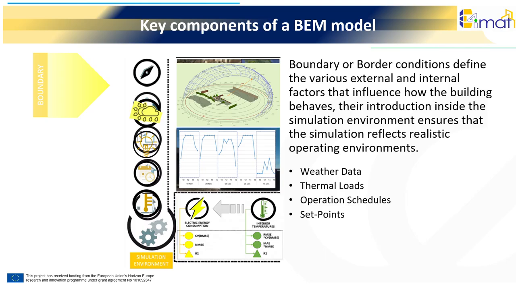Equally important are the introduction of operational schedules and rule-based controls that govern how the active systems operate within the building energy model. Thermostat setpoints, flow actuators, and on and off controllers orchestrate the functioning of VAC components inside the simulation environment to emulate real-time conditions of the building. Together, these boundary conditions create the operational context of the model, ensuring that the BEM captures not just the building's physical characteristics, but also the real-world conditions under which it must perform.